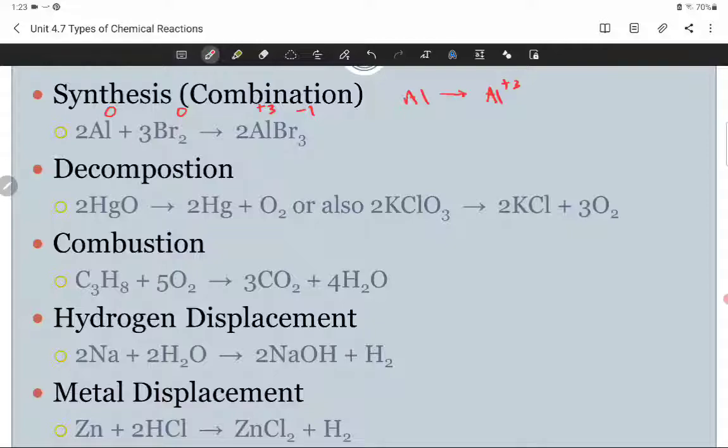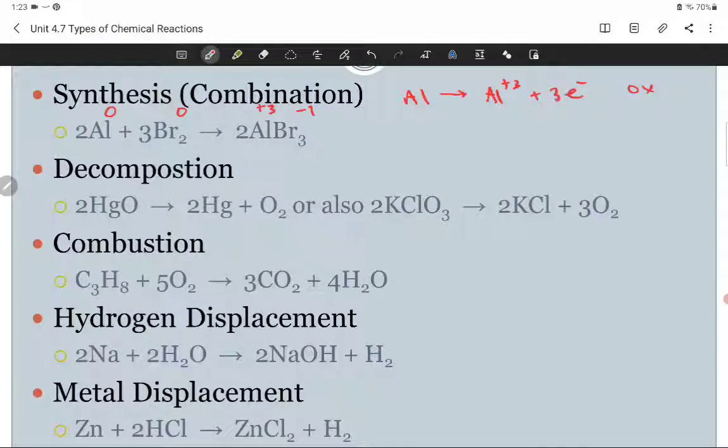That doesn't look like it balances, does it? I have one aluminum on the left, one aluminum on the right. In that respect, it balances, but the charges don't balance. And if you remember correctly, I claimed that this was an oxidation reduction reaction. So it's either going to have to lose or gain electrons. If I have it lose 3 electrons, on the left side, I have a total charge of 0. On the right side, I now have a total charge of 0. So that is a half reaction, and this is actually the oxidation half reaction.